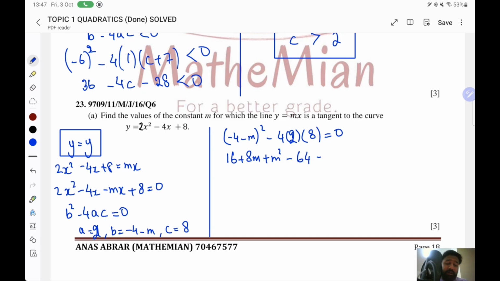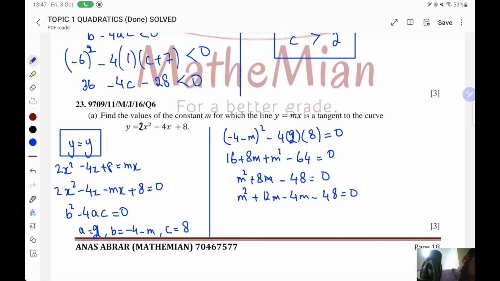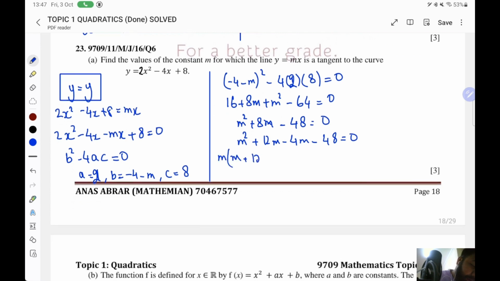yeah, so it will be 16 minus 64, 48. So m square plus 8m minus 48 equals to 0. So the two factors will be 12 and 4. So m square plus 12m minus 4m minus 48 equals to 0. So m is common. My 4 is also common. M plus 12 equals 0.